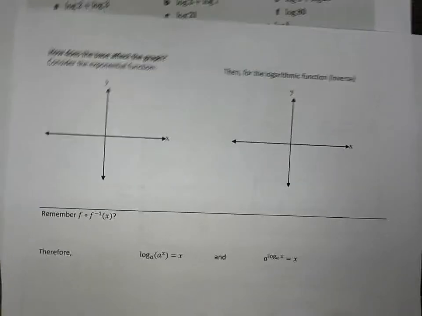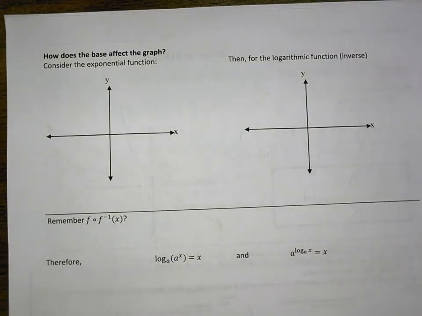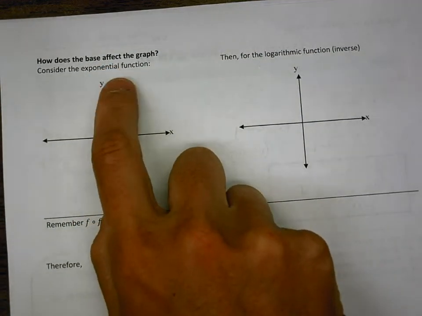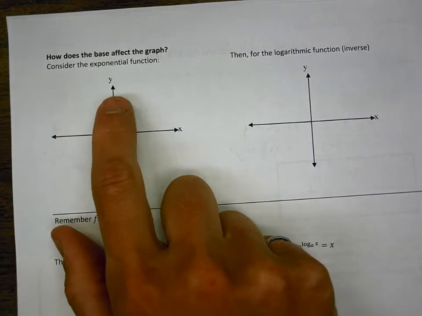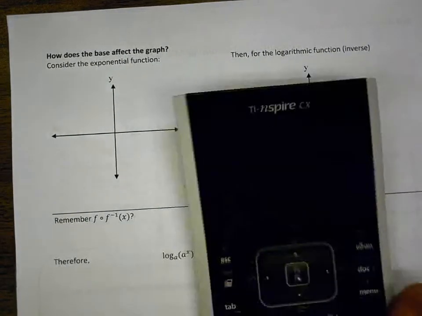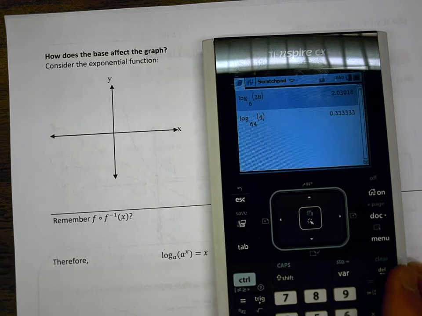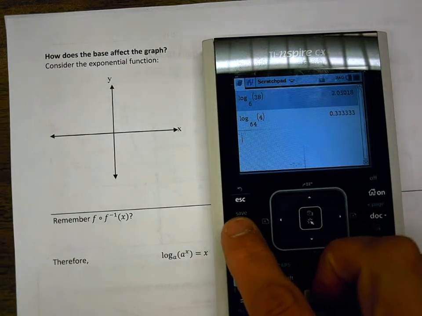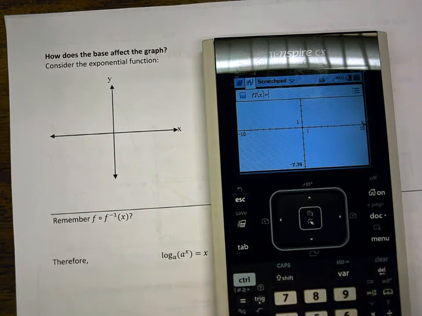Let's turn the page. There's a question I always get, and we haven't answered it yet, which is, how does the base affect the graph? And we haven't really talked about it even for exponential functions. Let me get my graphing calculator and try to graph this for you. So if I go to graph, there we go. So if I were to graph y equals 2 to the x.